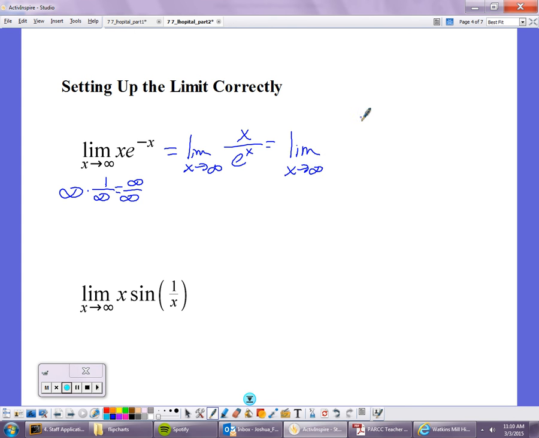As x goes to infinity, I've got 1 over e to the x. Now I can use direct substitution, and I'll get something, right? I get 1 over e to the infinity, which is going to be 0. 1 over infinity, or 0.